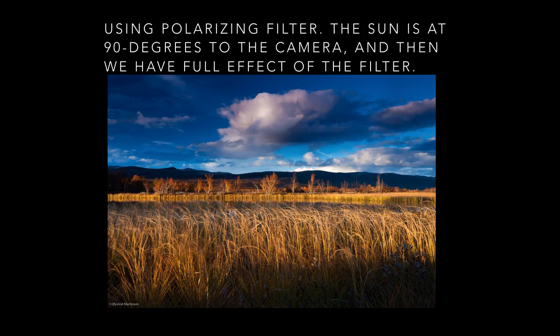In this image I used a polarizing filter to get a more deep blue sky and more saturation and density in the colors. It was a September evening at Dovre in Norway. The sun was in a 90-degree angle on the camera, and then I had full effect of the filter.